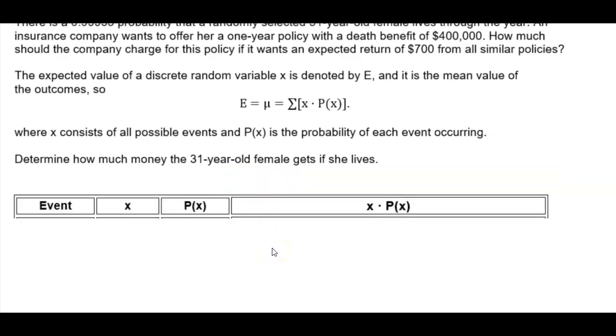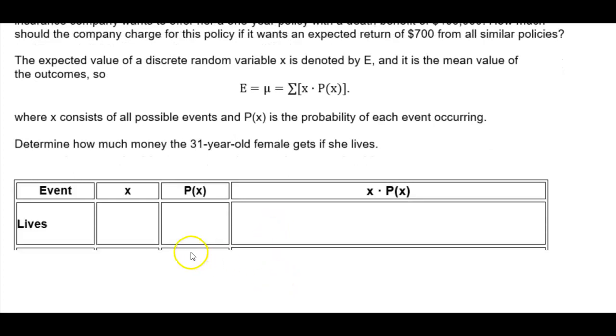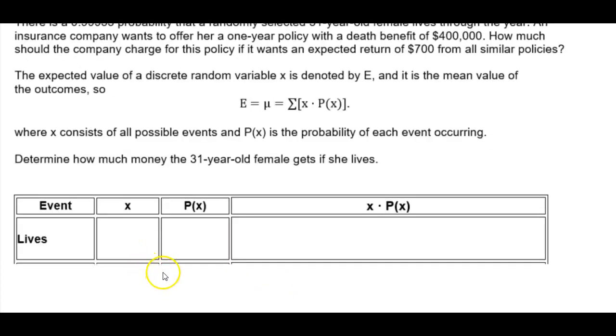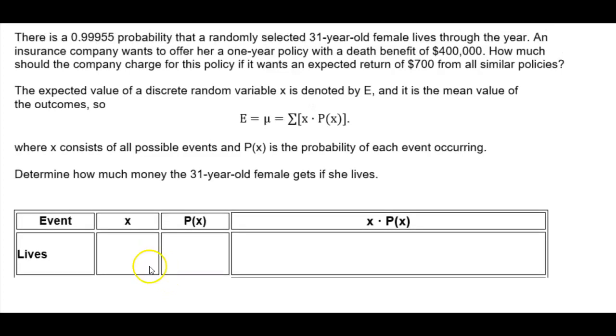So what we're going to do is create this event. We have the first event, which represents if the 31-year-old female lives. Well, what is the value of x? The value of x is $0, and that's if she lives. The probability of x is 0.99955, because that is the probability that a randomly selected 31-year-old female lives throughout the year. So now in the last column, we're going to take x, which is 0, and multiply it by 0.99955, and that gives us 0.